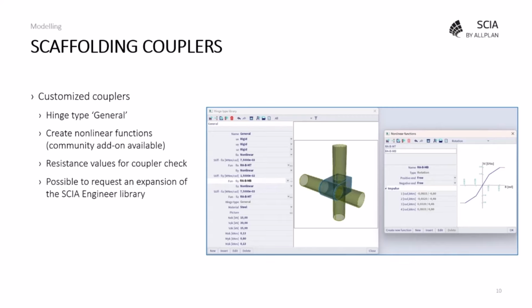And of course, you also need to define the resistance values in that library item so that those can be used for your coupler check. You can also request an expansion of our library. In that case, you need to send the information of your coupler to our support team, and then they can create a request for it to the product team. So hopefully in a future version, your coupler could be available in the library as well.